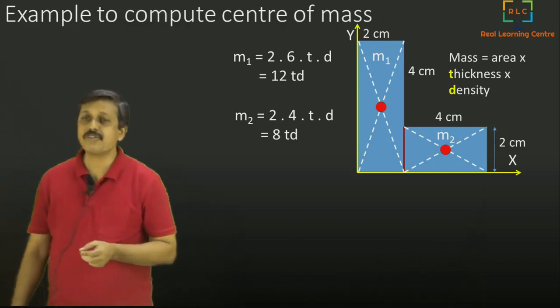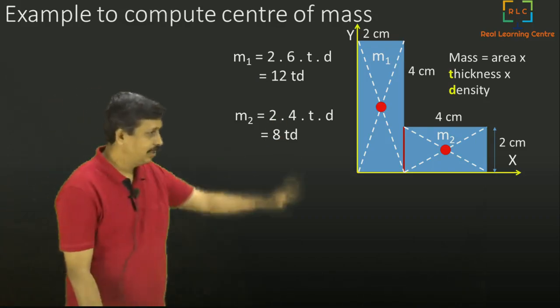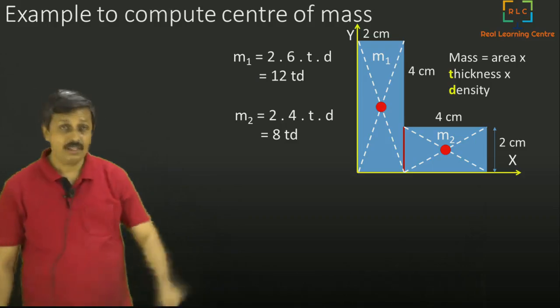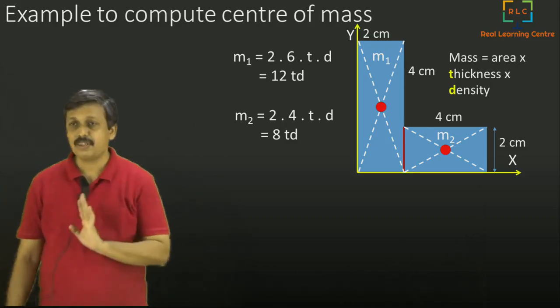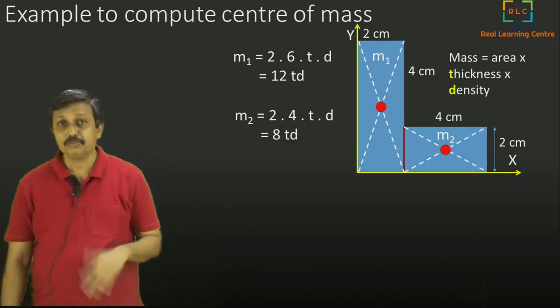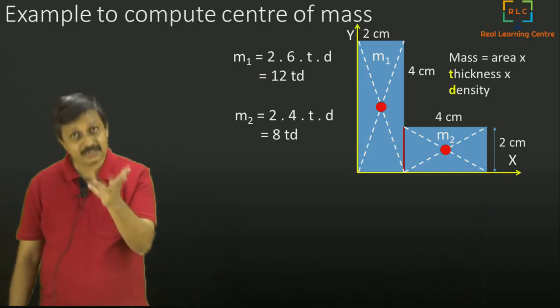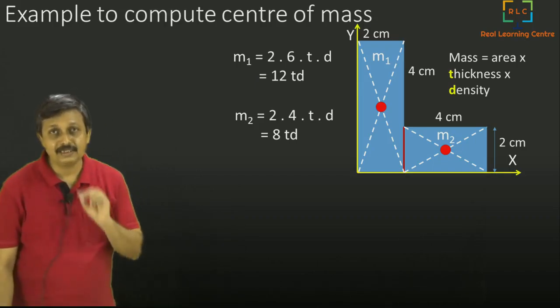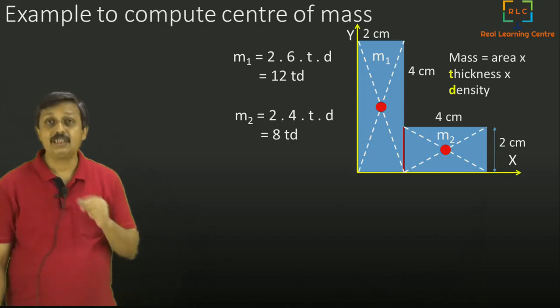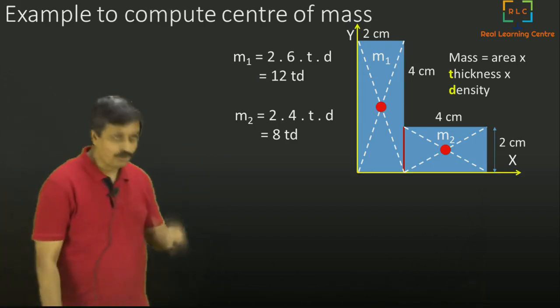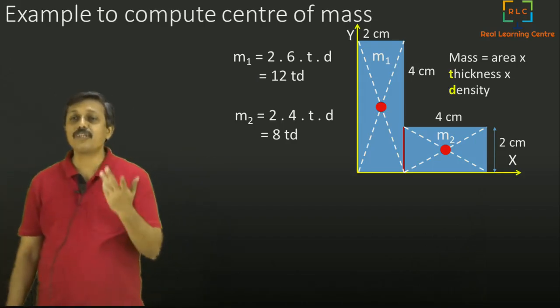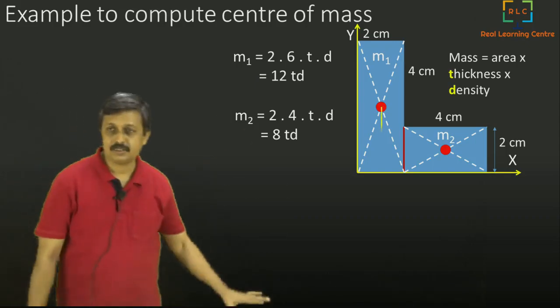So we have found the masses of each of these rectangles. We have also found the geometric center of each of these rectangles, which means they are the centers of mass for those rectangles. So each rectangle's center of mass we know, and each rectangle's mass we know. Now how do we use that to calculate the overall center of mass?